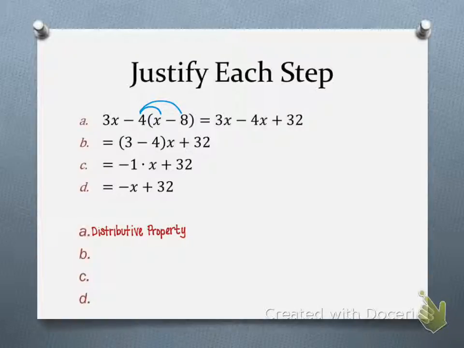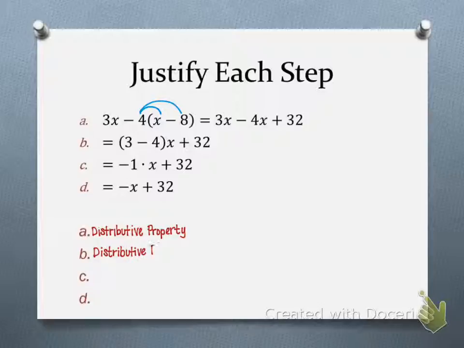Next, we want to look at how we go from that 3x minus 4x plus 32, shown in the second part of step A, to 3 minus 4 times x plus 32. So, when we are distributing like we did in the 4, we have a number pulled out to the side. So not only can we distribute something in, but we can pull something out that we have in both items. So we have an x in both the 3x and the 4x, so we also have the distributive property for part B.